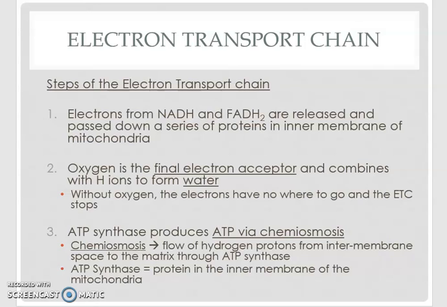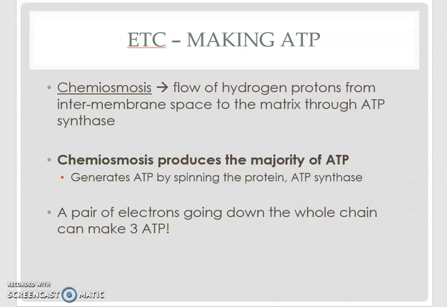The final step of the electron transport chain is the creation of ATP by something called chemiosmosis. This is what's going to happen as hydrogen protons flow through the ATP synthase. The ATP synthase is a protein that is in the inner mitochondrial membrane. Chemiosmosis is really important because it's going to be how most of the ATP is made.